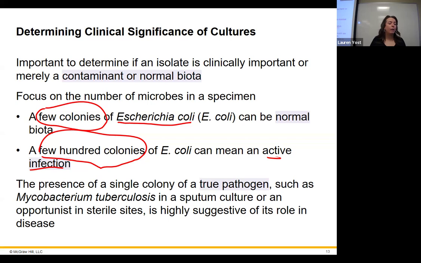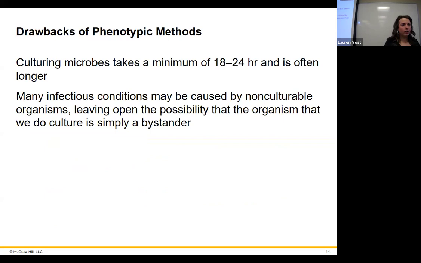But if we're talking about a true pathogen, something that is always a pathogen and not going to be part of your biota, like Mycobacterium tuberculosis, you shouldn't have any tuberculosis bacteria in your body ever, right? So if it is there, it doesn't belong there. It's causing an infection. So any colonies at all would be considered indicative of an infection. So it is different than what we would see with the E. coli there. So just knowing that about the organisms you're looking for can be helpful too.